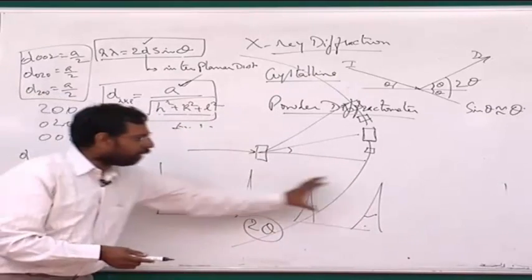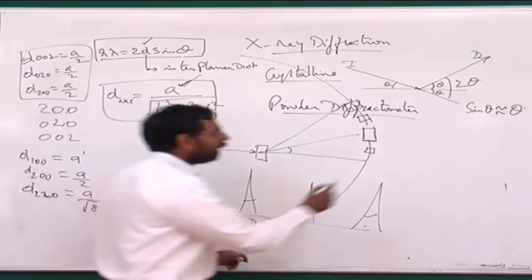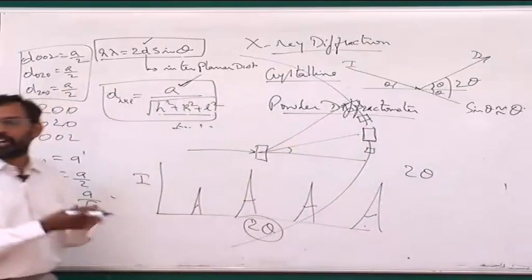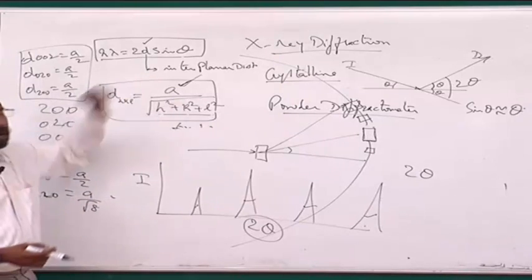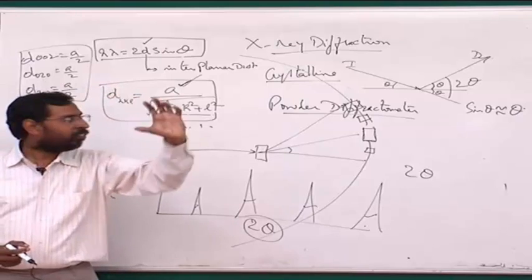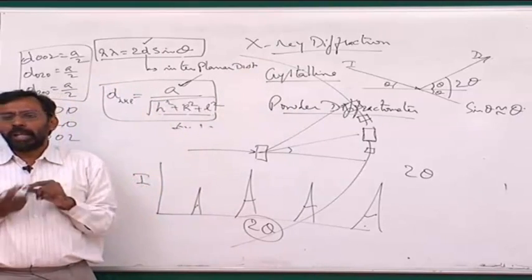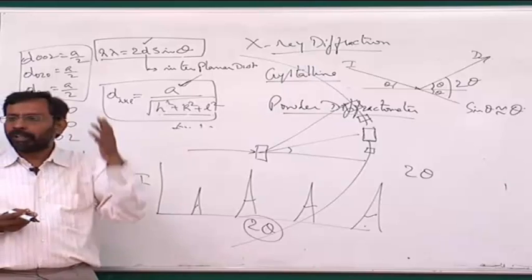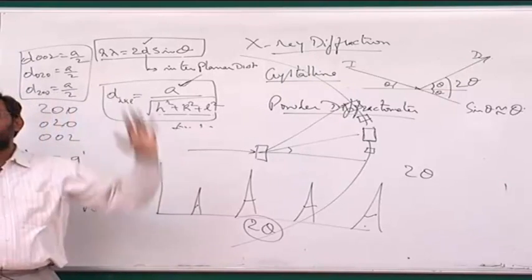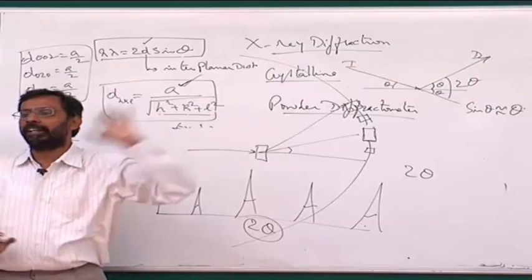So from this kind of a diffraction pattern, what I get only is 2 theta. From the 2 theta, can I find out the structure and also find out the lattice parameter? Whenever I say determining the crystal structure of a sample, what I mean is two things. One, I need to know what is the crystal structure. Second, I need to know what are the lattice parameters. Only when I know both these, I can say I have determined the crystal structure.